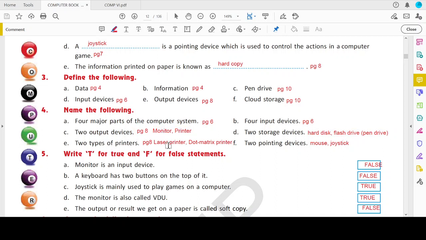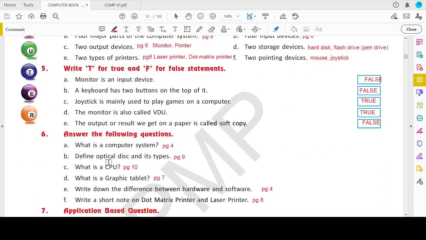Two types of printers, laser printer, dot matrix printer. Or you can say laser printer and inkjet printer. Whatever you want, you can write. Any two types of printer. Two pointing devices, mouse and joystick.